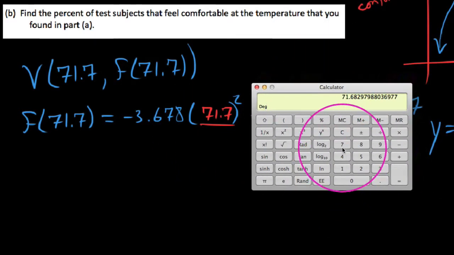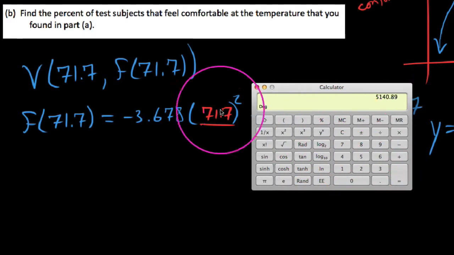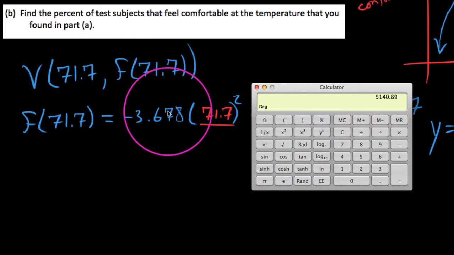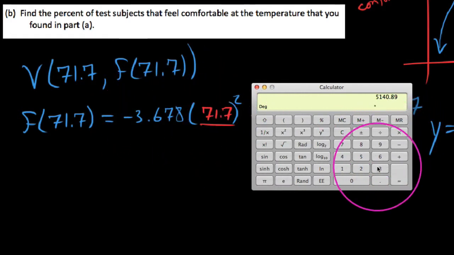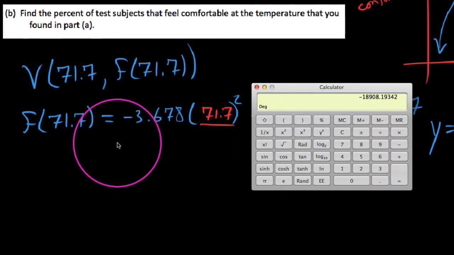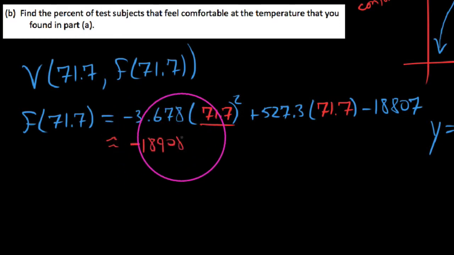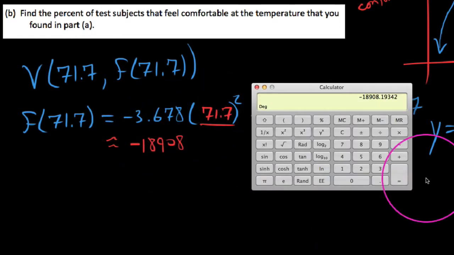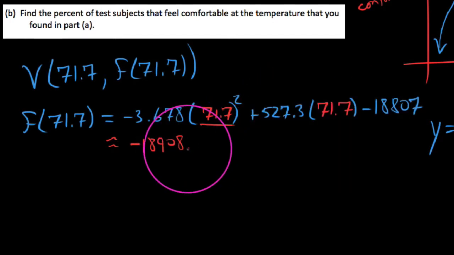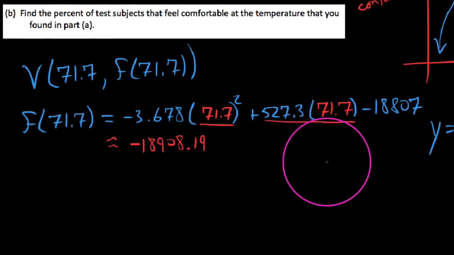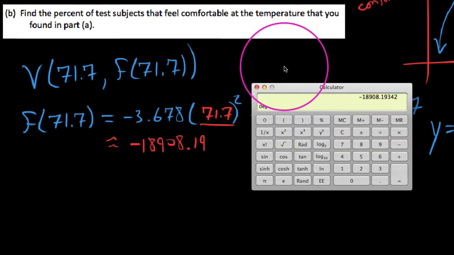So 71.7 squared, good news, I have my calculator right here. So 71.7 to the power of 2, we get this here. Now, that result we're going to take times this negative 3.678. So times negative 3.678 equals approximately negative 18908. And I actually want to keep a couple decimals on this, 0.19. So now we're going to evaluate this middle portion here, 527.3 times 71.7. Not a bad thing to do.